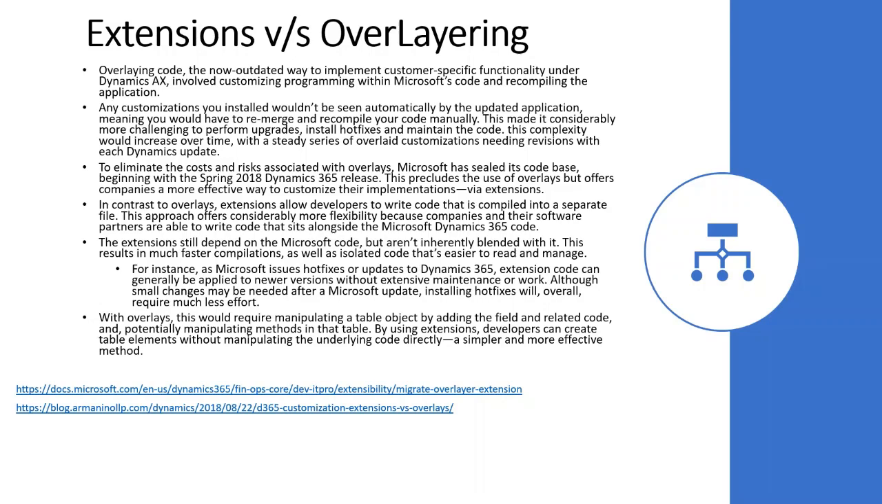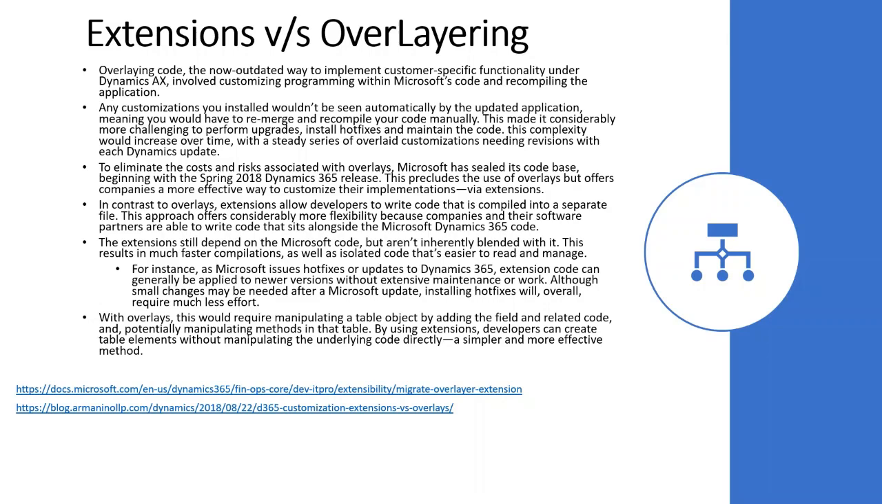So beginning with the Spring 2018 D365 release, the only option left for you is extensions. In contrast to overlaying, extensions allow a developer to work with the code in a separate file. This approach is very flexible because companies and their software partners are now able to write code that sits along with D365 code. Obviously, extensions still depend on Microsoft code, but are not inherently blended with it.